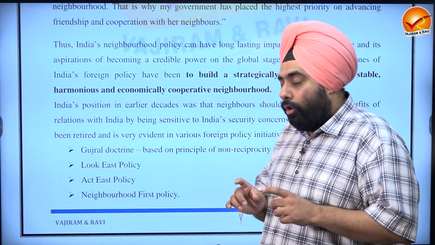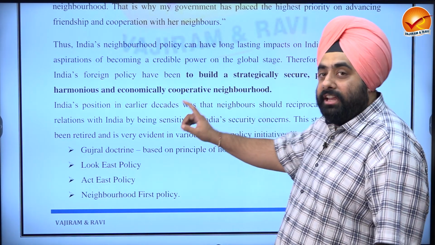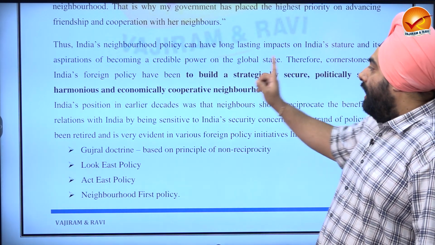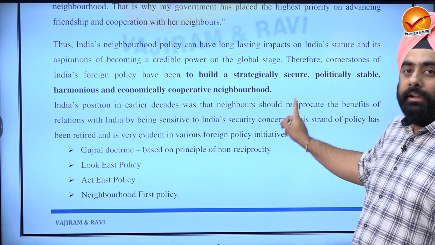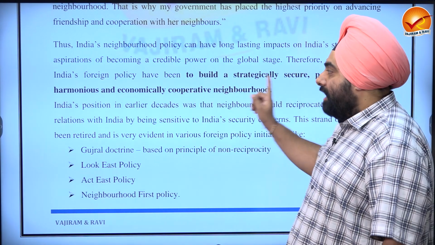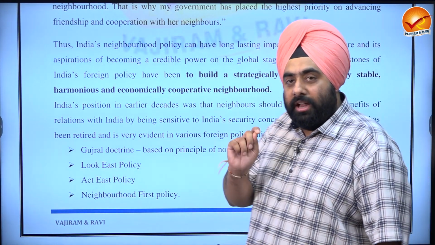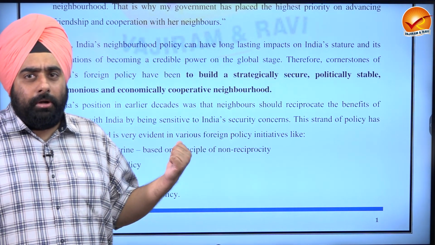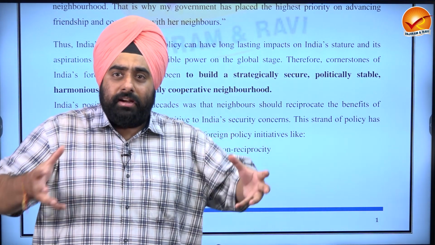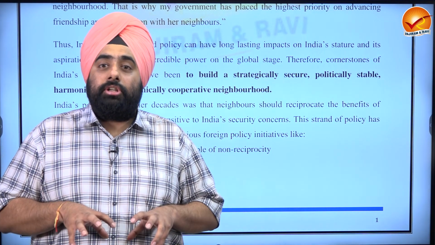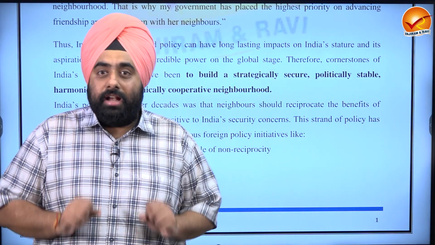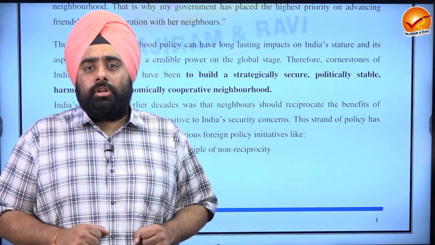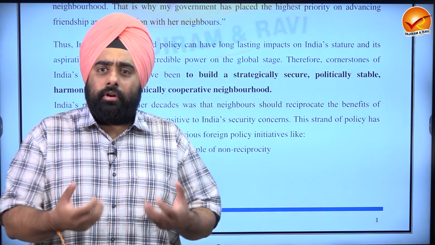Therefore, the cornerstones of India's foreign policy have been to build a strategically secure, politically stable, harmonious and economically cooperative neighborhood. This is how you can define the objectives of India's foreign policy as far as its neighborhood is concerned. I will break this down for you. When we say strategically secure neighborhood, this means that we must have neighboring countries which would contribute to India's security. They should not become a threat to India's security. Instead, they should contribute to India's security and make South Asia a more prosperous and secure region.